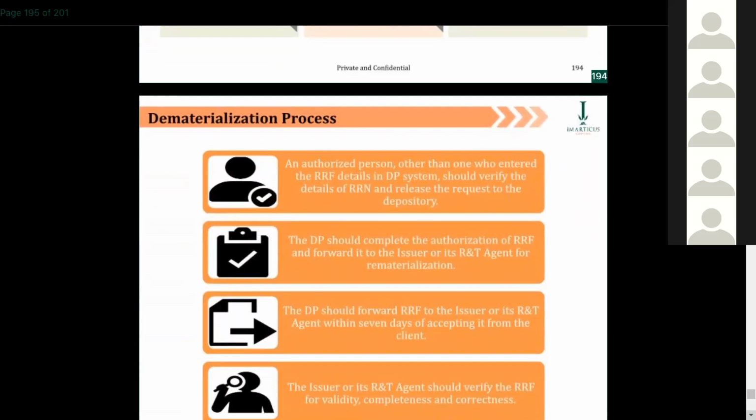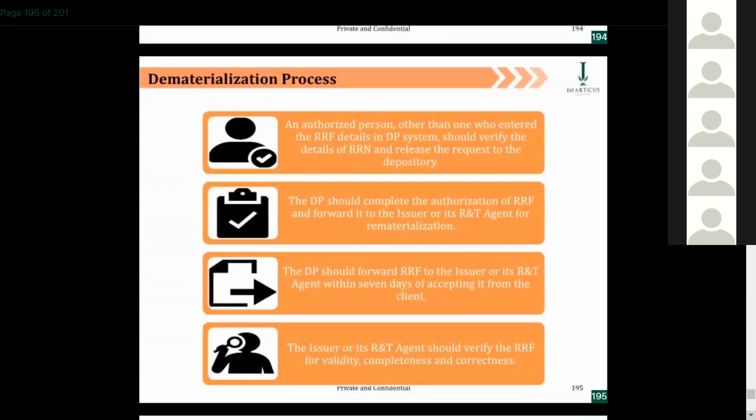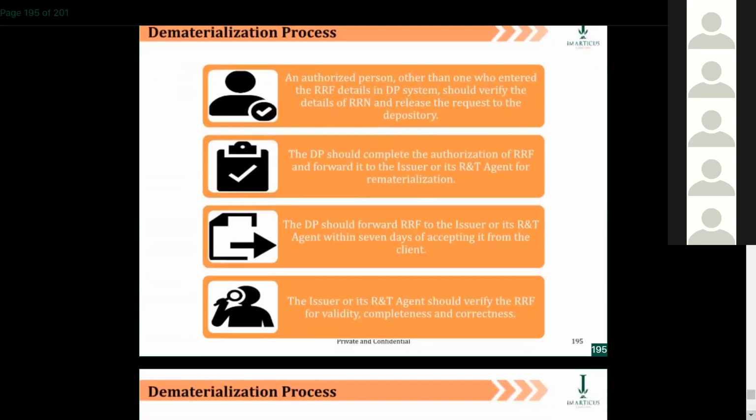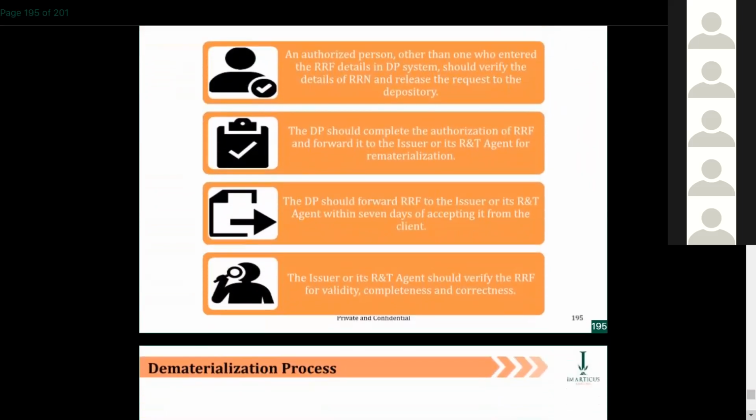An authorized person other than the one who entered the RRF details in DP system should verify the details of RRN and release the request to the depository. The DP should complete the authorization of RRF and forward it to the issuer or RNT agent for rematerialization. The DP should forward the RRF to the issuer or its RNT agent within 7 days of accepting it from the client.